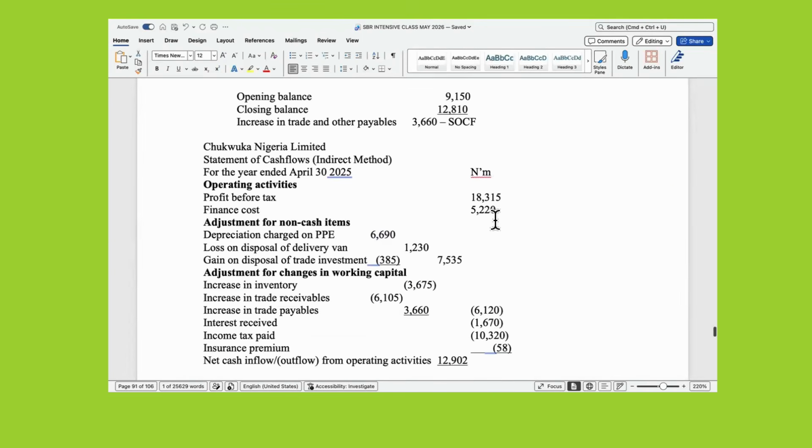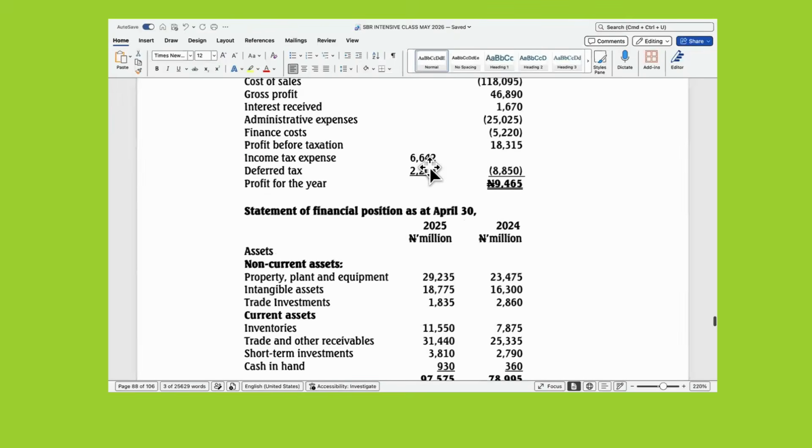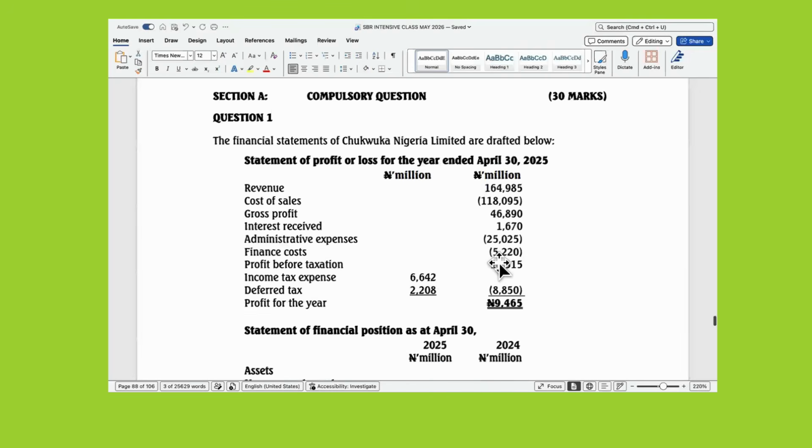For the statement of cash flows now, for indirect method, we usually start from operating profit. If you're not given operating profit, you start from PBT, profit before tax. And from the P&L, the profit before tax was 18,315.